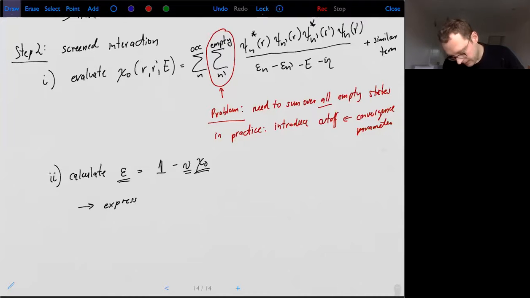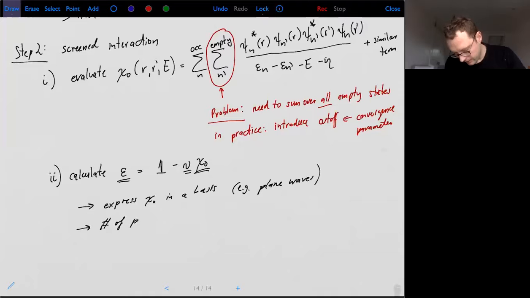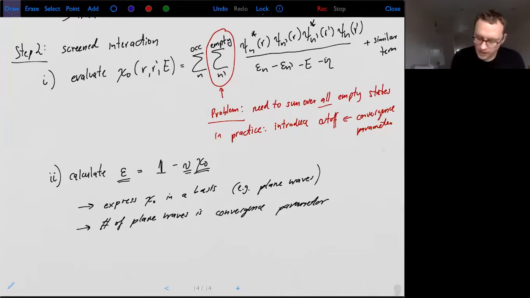So I express chi0 in a basis, e.g. plane waves. That's what Berkeley GW does. And the number of plane waves is again a convergence parameter. Unfortunately, so now we have identified two convergence parameters. One is the number of empty states in the summation up here, and the other one is the number of basis functions in the matrix representation of chi0.